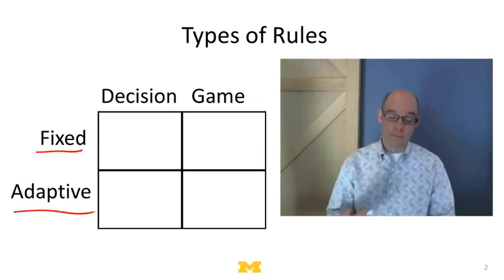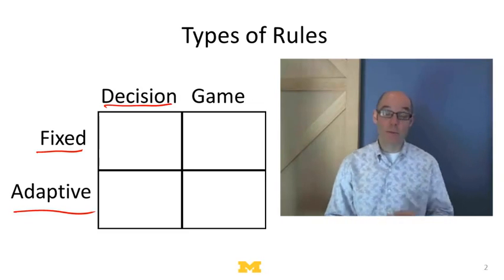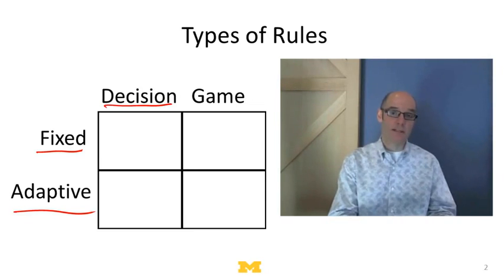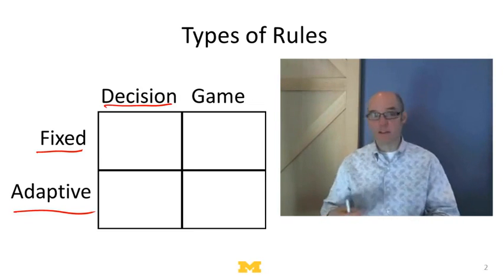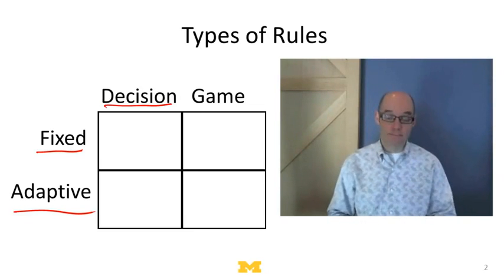So one context is a decision context. Remember, in this decision context, my payoff only depends on what I do. So the only person materially affected by my choice is me. And so I could have a fixed rule that I apply in a decision context, or I could constantly be learning. I could be adapting my rule over time.